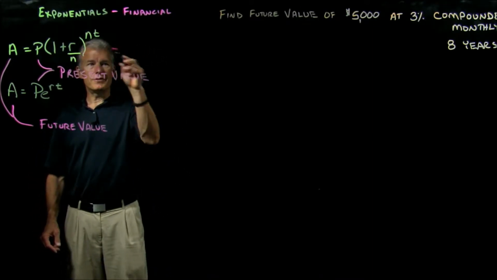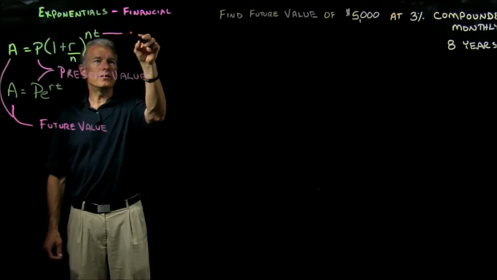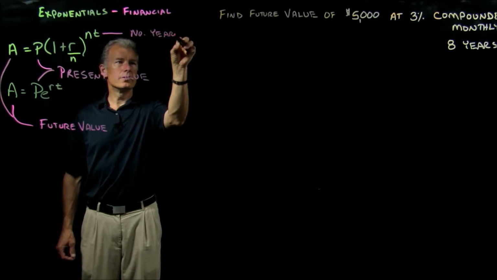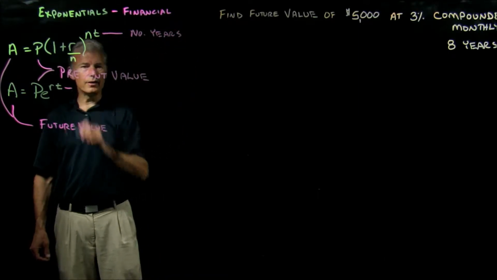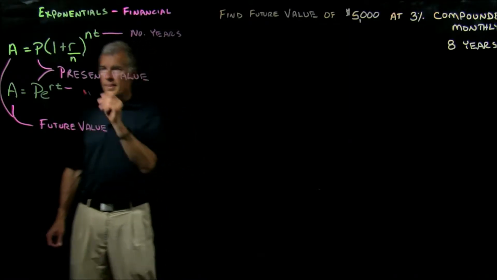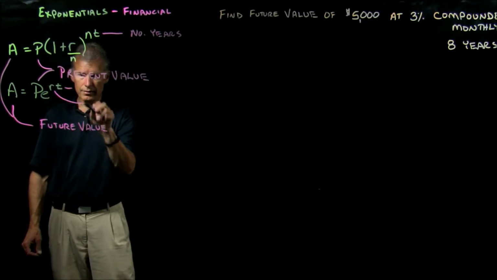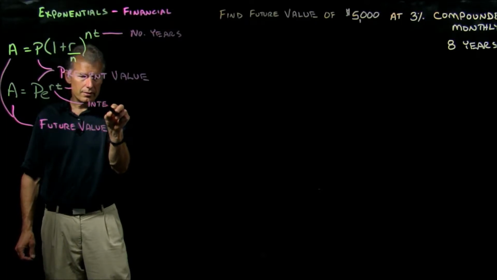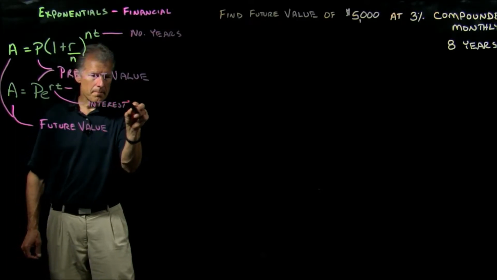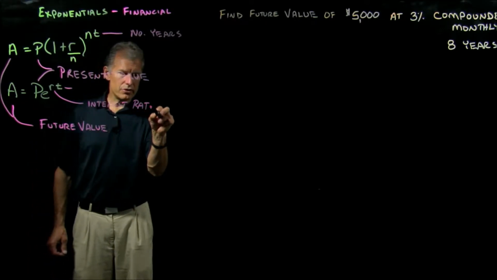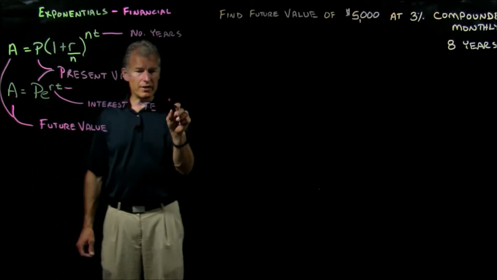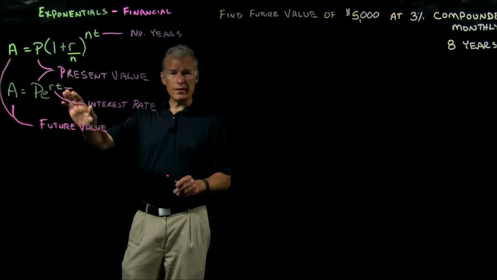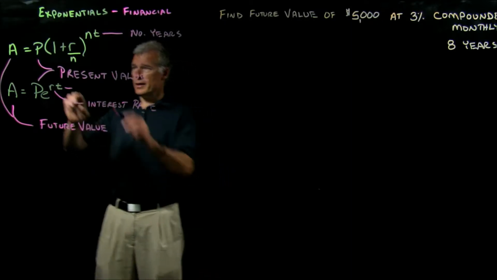And then you can see we have T. T would be the number of years. And it's the same T right down here, number of years. R, this R right here, this is the interest rate. And this will be always a percentage per year, okay? So when they give you the interest rate, it's going to be always per year. And again, same R is up here.